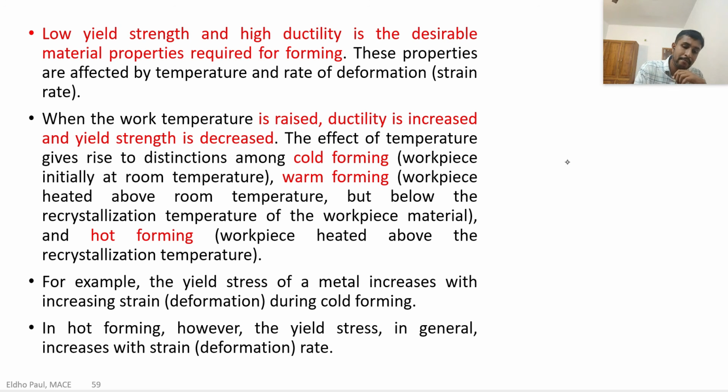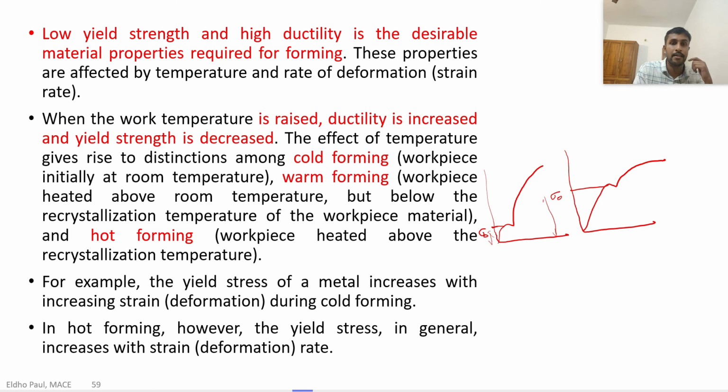So the yield strength is the important factor. If we can reduce the yield strength, for example, from here to here, here this much is the yield strength, but here this much is the yield strength. By some means, if we can reduce the yield strength of the material, then we can easily deform it, because plastic deformation occurs when we apply a stress greater than the yield stress of the material. So the main technique for reducing the yield strength is temperature. Just by increasing the temperature, we can reduce the yield strength. Thereby, we can easily do plastic deformation of the metal.